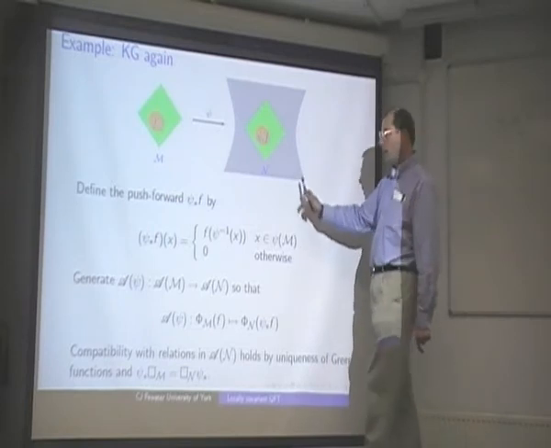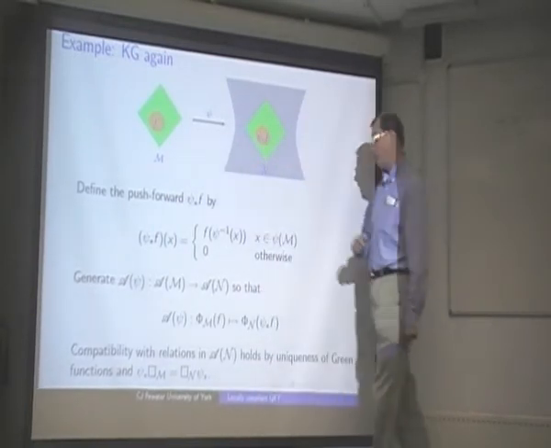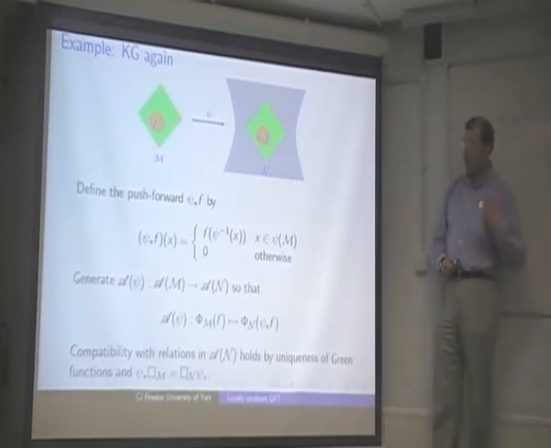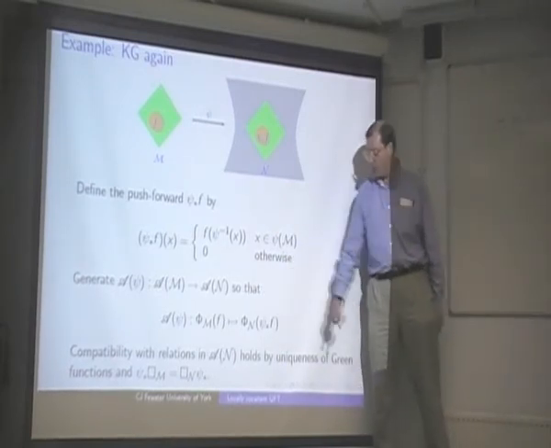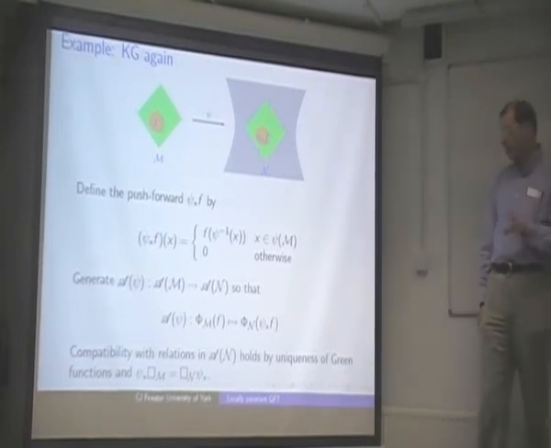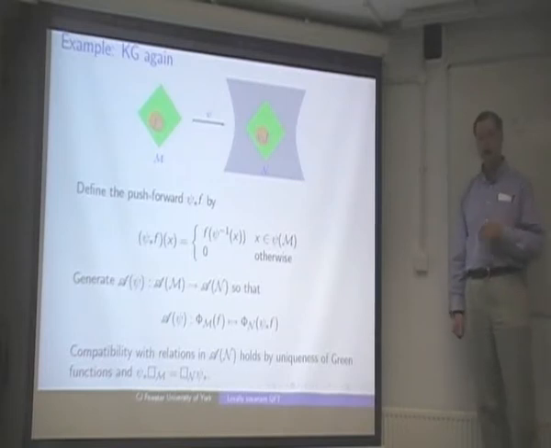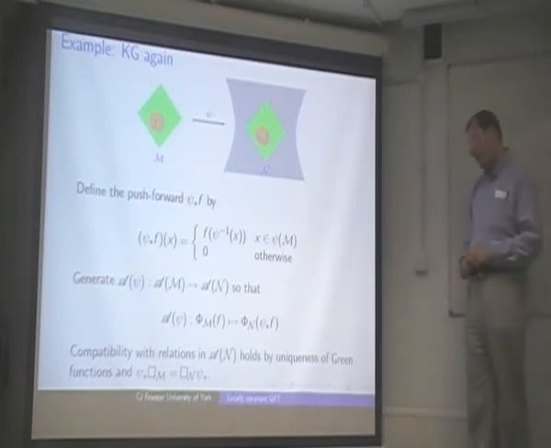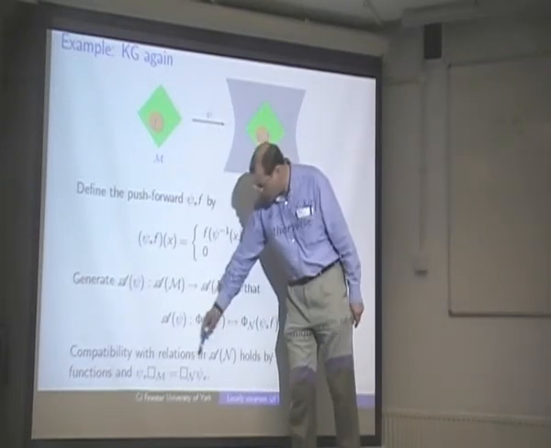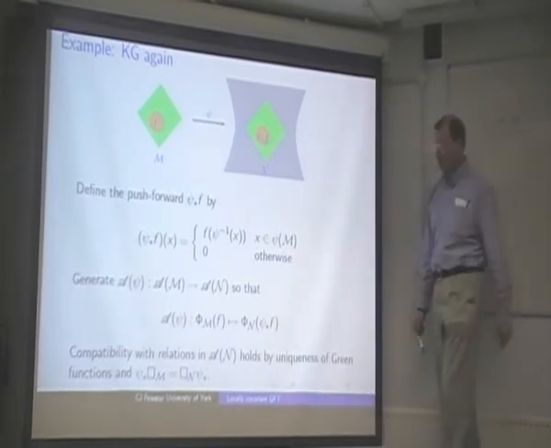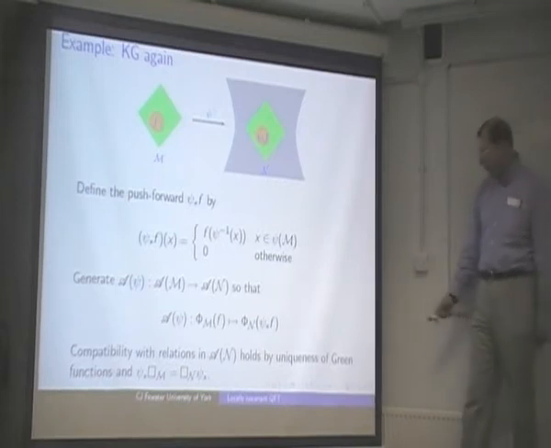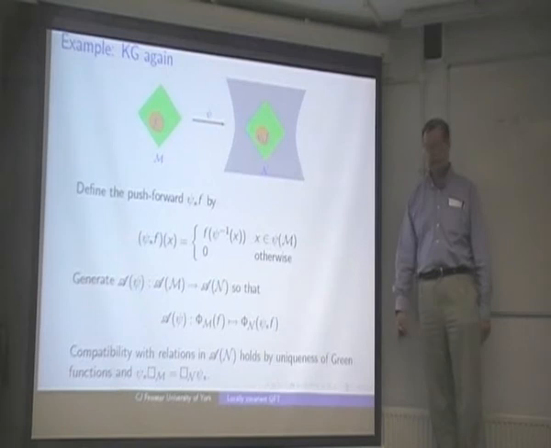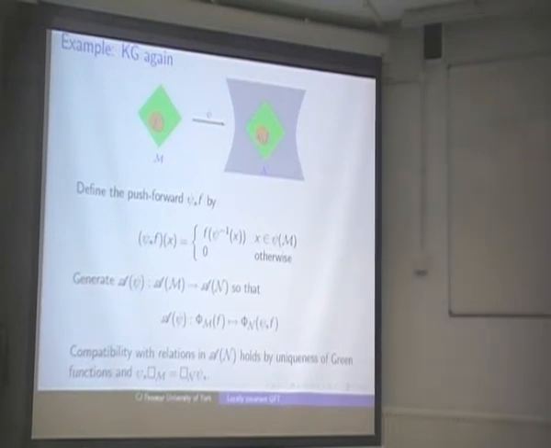Now, so I can associate test functions in here, test functions in there. And now I simply generate my homomorphism between the algebras by saying that the generators go over in the same way. Phi m of f has to get mapped to phi n of psi star f. Okay? And the only thing that I need to check is that this is compatible with all the relations that I set down. And the reason that is true is partly because the push forward intertwines the covariant passing on the two spacetimes. That's because of the isometry, and also because Green's functions are unique. Okay, those two things are important. But after that, it's basically an exercise.